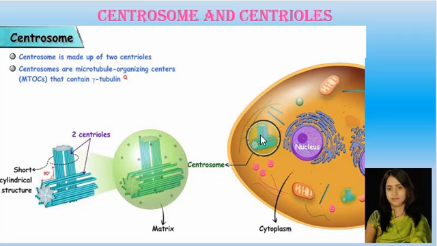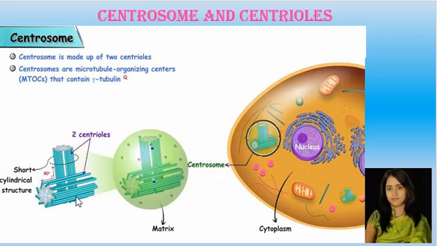So usually the centrosome is an organelle. It usually consists of two centrioles. You can see here, this is one centriole and this is another centriole. And these two centrioles are surrounded by amorphous pericentriolar material. So this matrix and centrioles together form a centrosome.